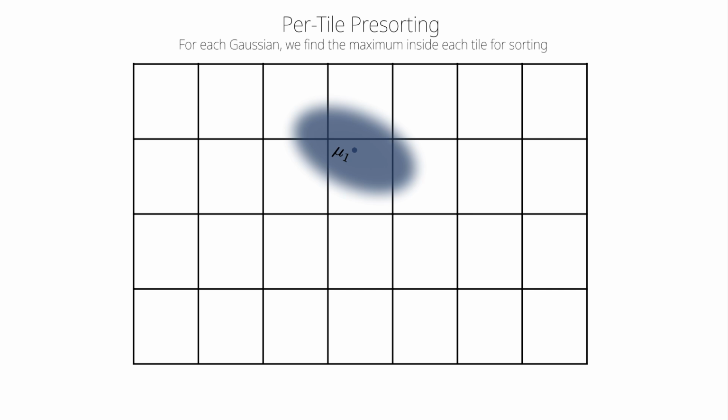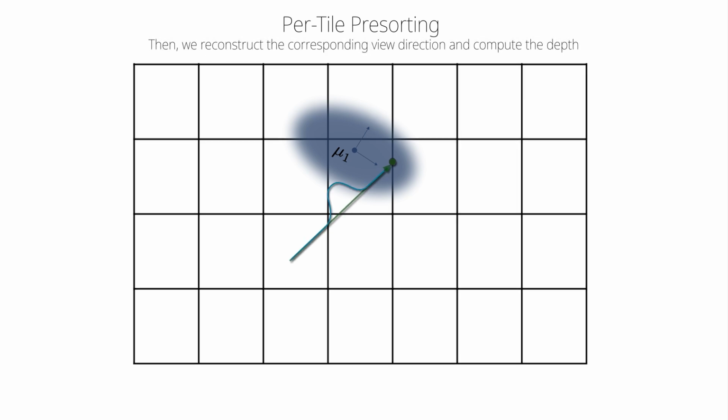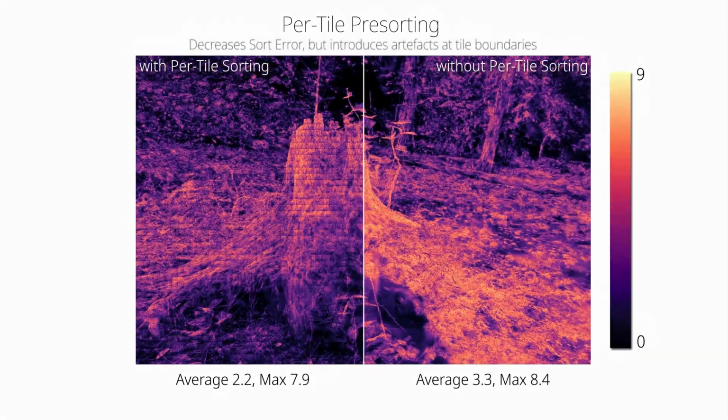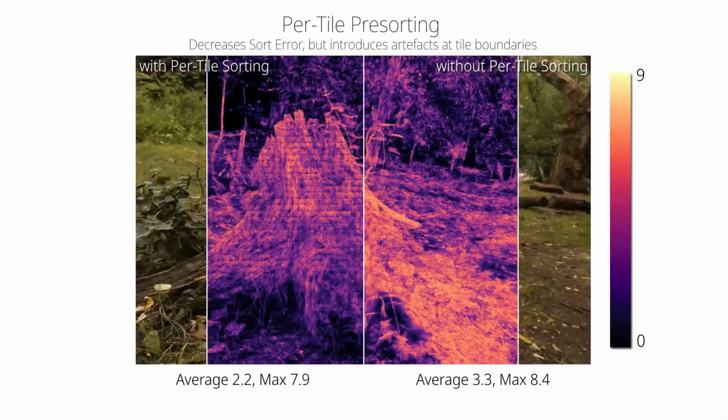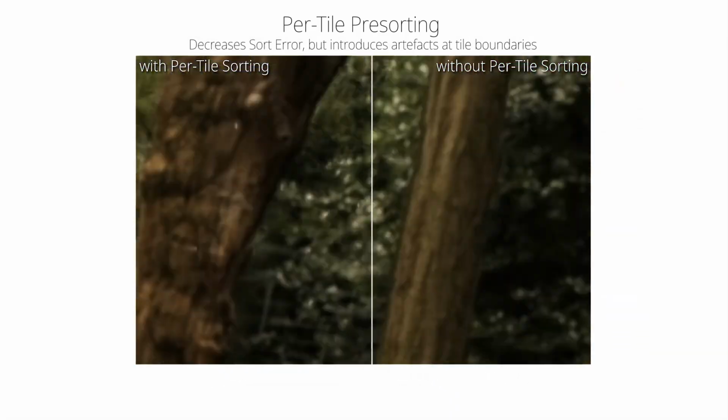We propose per tile pre-sorting to improve sorting quality. For each tile touched by the Gaussian, we compute the maximum point. Subsequently, we reconstruct the corresponding ray and compute the depth as detailed before. Per tile pre-sorting reduces sort error, but clearly leads to noticeable artifacts at tile boundaries.